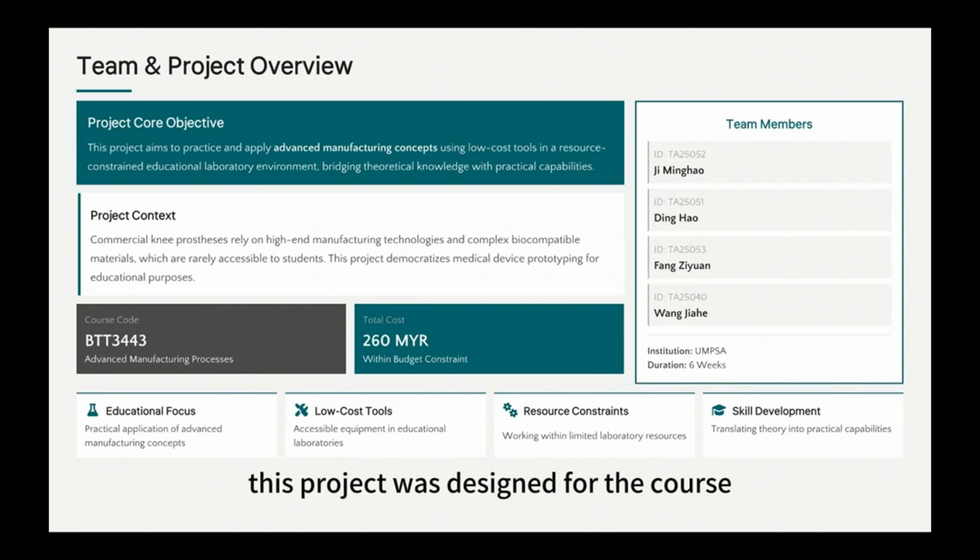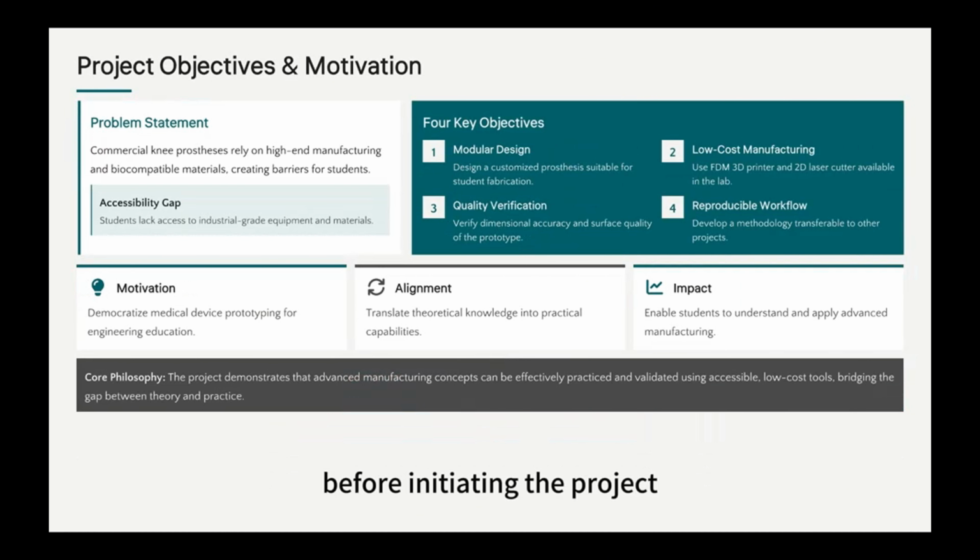This project was designed for the course Advanced Manufacturing Processes BTT 3443, with the core objective of applying advanced manufacturing concepts in a resource-constrained educational laboratory environment using low-cost tools. Before initiating the project, we observed that commercial knee prostheses rely on high-end manufacturing technologies and complex biocompatible materials, which are rarely accessible to students.